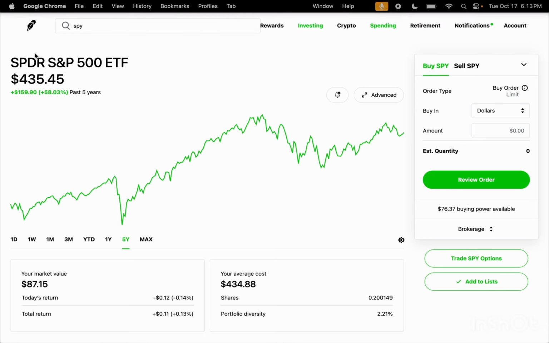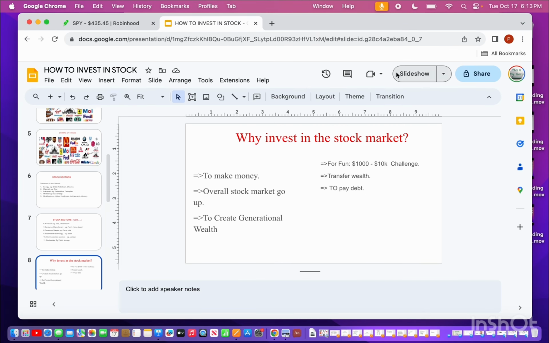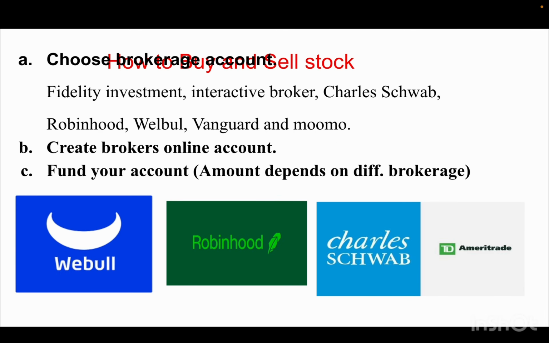Alright, let's get back into our slides. Okay, so we know from our S&P 500 that the overall stocks move up. So that's some of the reasons why you want to invest in the stock market. So sorry about this. How to buy and sell stock.